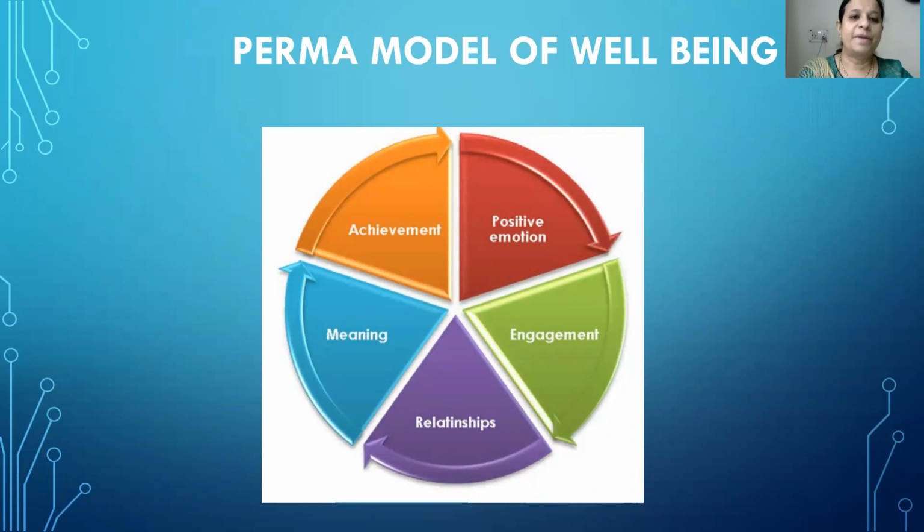R in the PERMA model stands for relationship. We need to build and nurture positive relationships around us. The social environment has been found to play a very critical role in preventing cognitive decline, and strong social networks contribute to our physical and mental health.